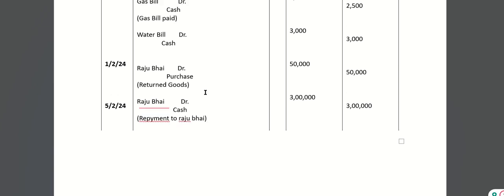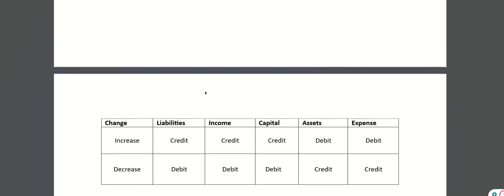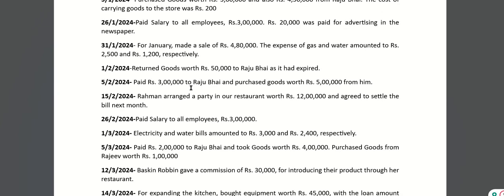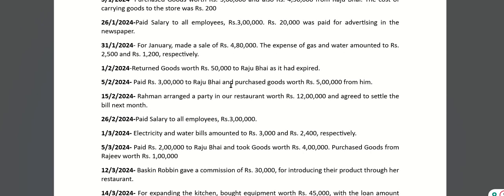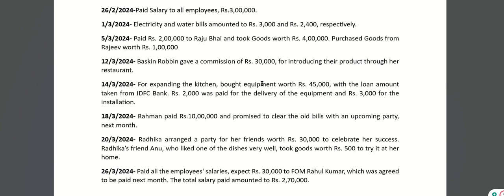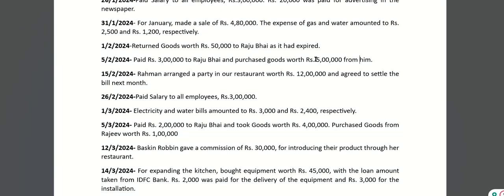But remember, on the same day, something else also happened. You see what that is. Here, on the same day, 5th, 2024, we paid 3 lakh and once again we made a purchase of goods worth rupees 5 lakh from him. So that means we first repaid some money, and now once again we are going to borrow from him, of how many rupees? 5 lakh rupees.